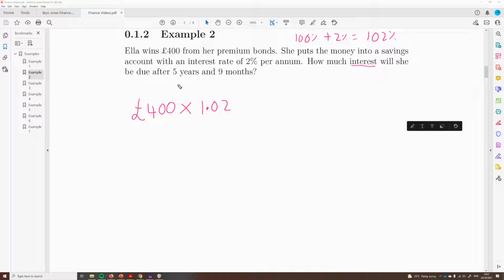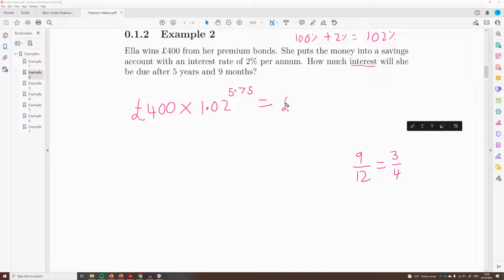So let's express 5 years and 9 months as just purely out of years. What is 9 months out of a year? Well, 9 months out of the 12 months in a year would just be 3 quarters. So 5 years and 9 months is actually just 5 3/4. Again, you could type this as 5 3/4, as an improper fraction, or as a decimal, as I've done here. So that's £400 times 1.02 to the power of 5.75.